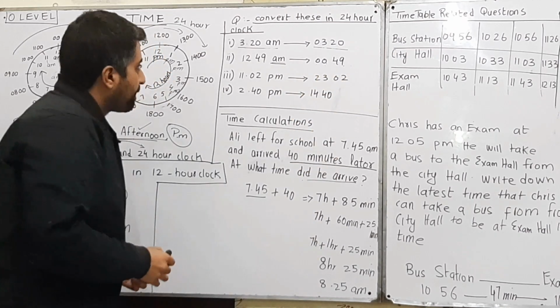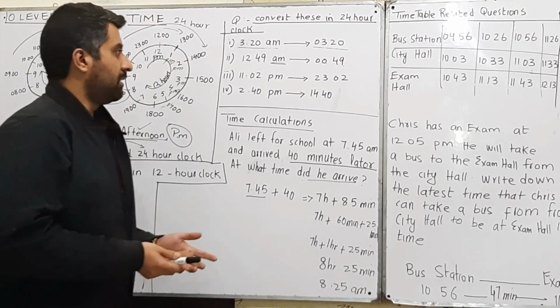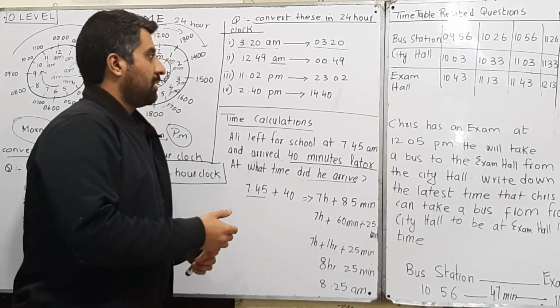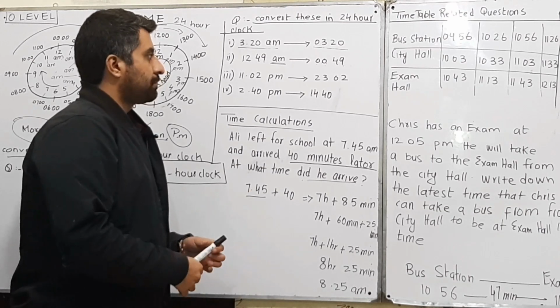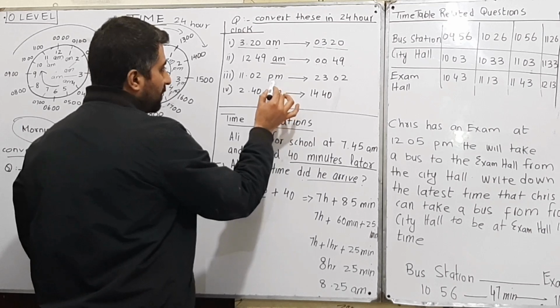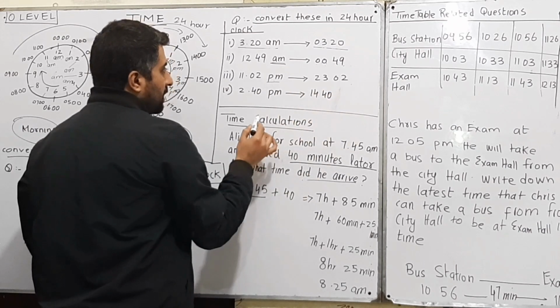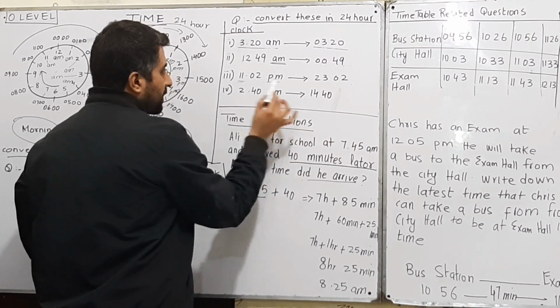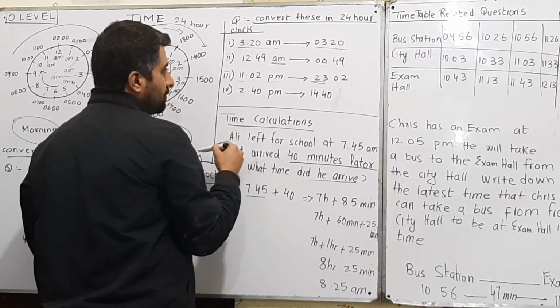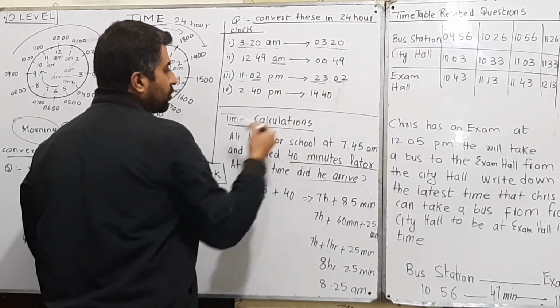Now what about PM? 11:02 PM means we are now in the afternoon time. Now here we are going to do some conversions. First of all, we are not going to write PM in 24-hour clock. Then you are going to write 11 as 23 in 24-hour clock, and 02 will be 02.